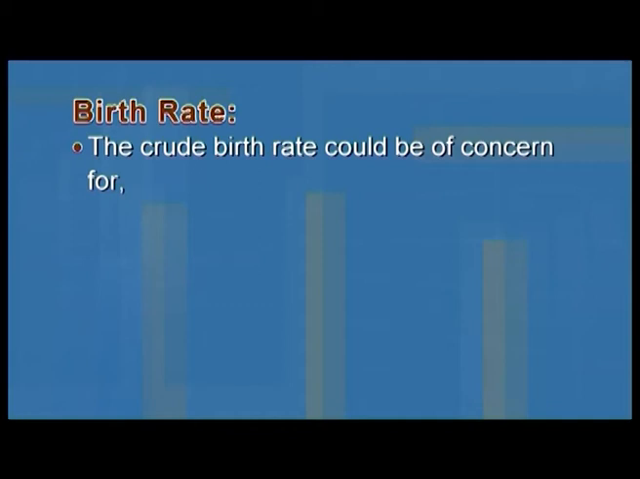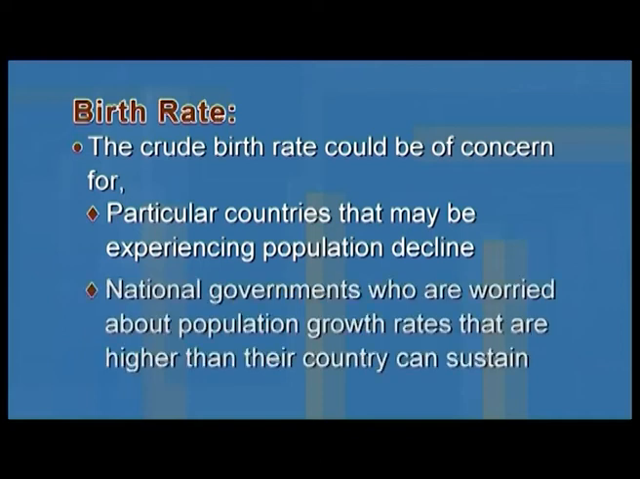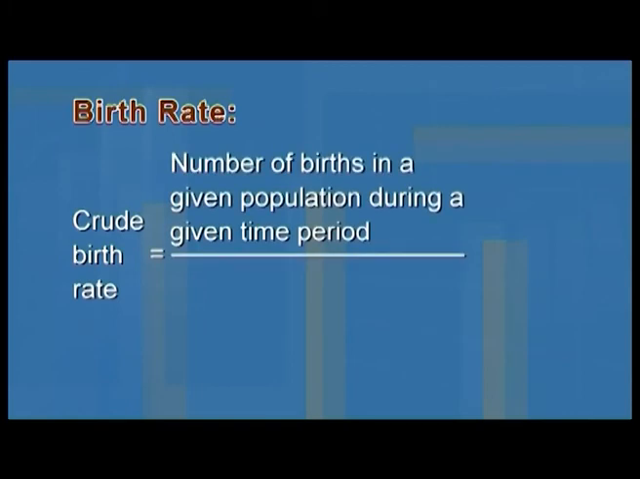The crude birth rate could be of concern for particular countries that may be experiencing population decline or for national governments who are worried about population growth rates that are higher than their country can sustain. The crude birth rate may be measured as the number of births in a given population during a given time period, such as a calendar year, divided by the total population and multiplied by 1000.